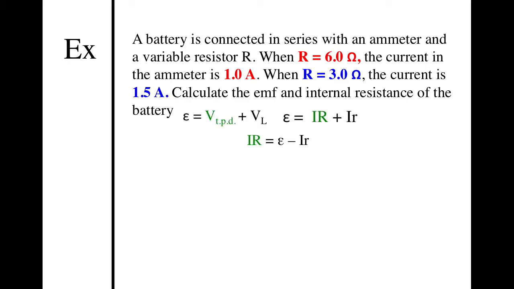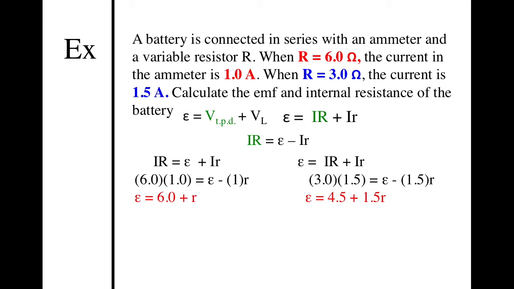Alright, so with this problem, they gave you 2 separate scenarios. You needed to take the equation for internal resistance, which is this right here. Because we are given values of resistance and current, we will need to change the voltage into IR. So we get the equation solving for resistance as being IR equaling epsilon minus I lowercase r. When we plug in the variables for the first scenario over here and the second scenario over on the right-hand side, we get internal resistance of the battery as being 6.0 plus lowercase r for the first scenario and 4.5 plus 1.5 lowercase r for the second scenario.